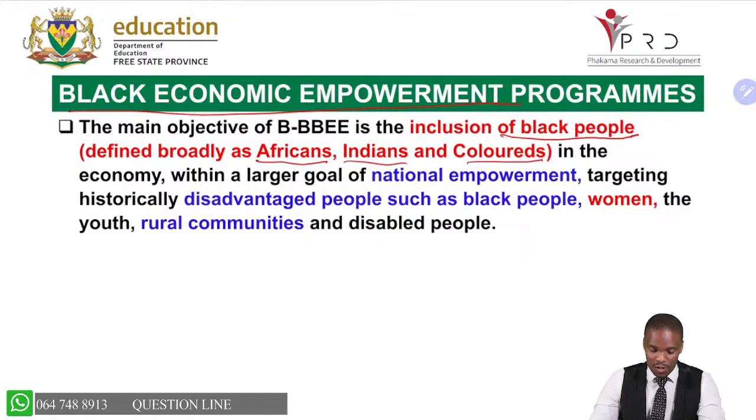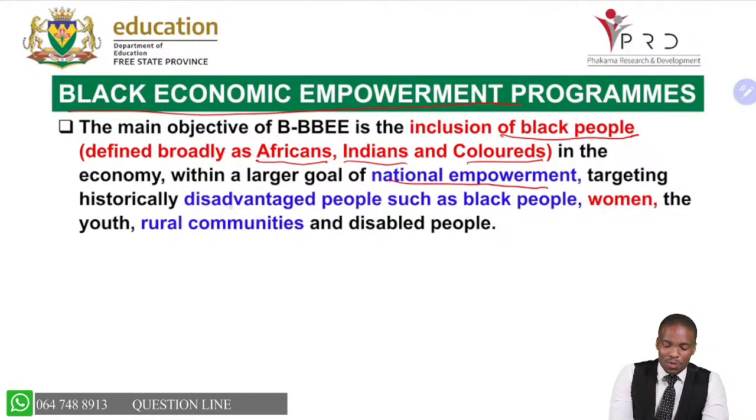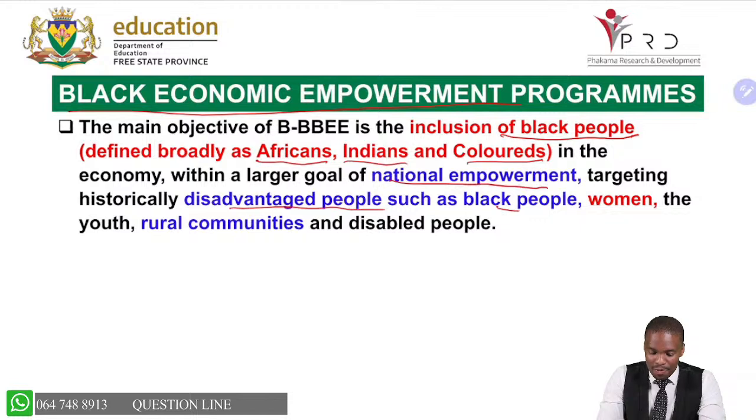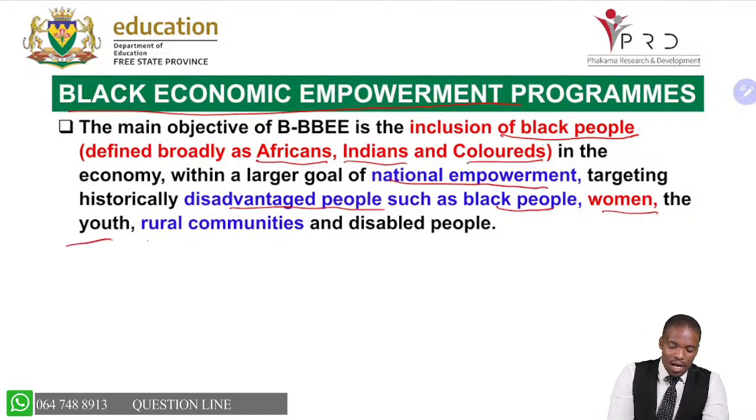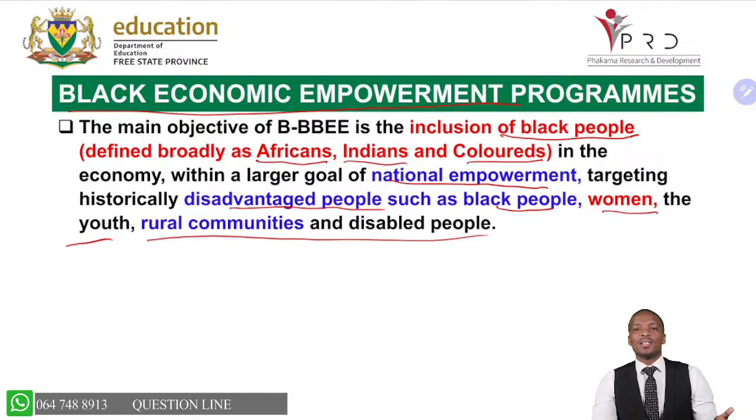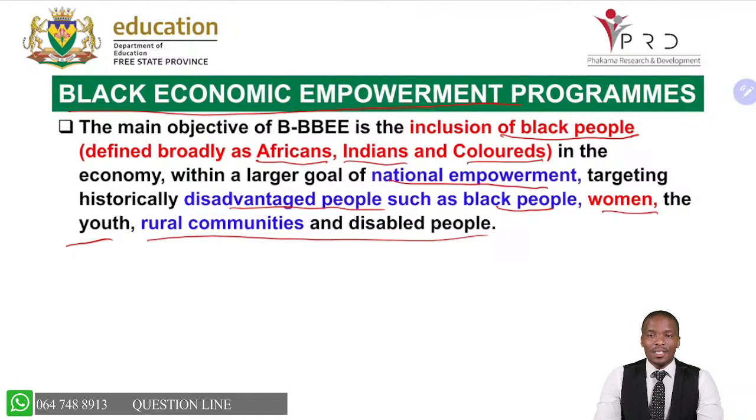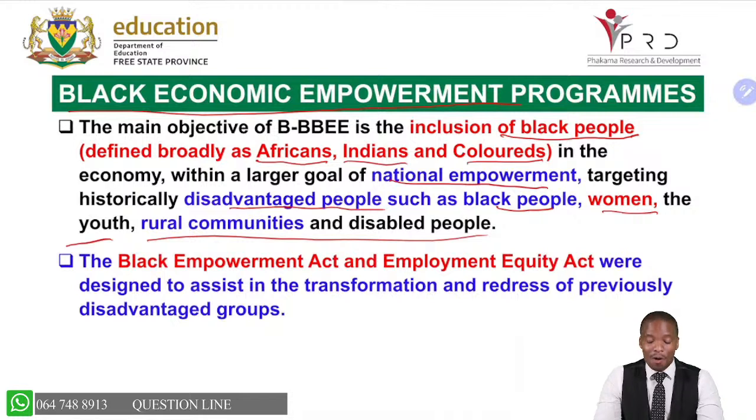and even leading those companies successfully. So why it was there: the national empowerment targeting the historically disadvantaged people, such as black people, women, youth, as well as people in the rural communities and people with disability. Hence the triple BEE. The Black Economic Empowerment Act and the Employment Equity Act were designed to assist this transformation and also to redress the challenges of the past for people that are disadvantaged in that way.